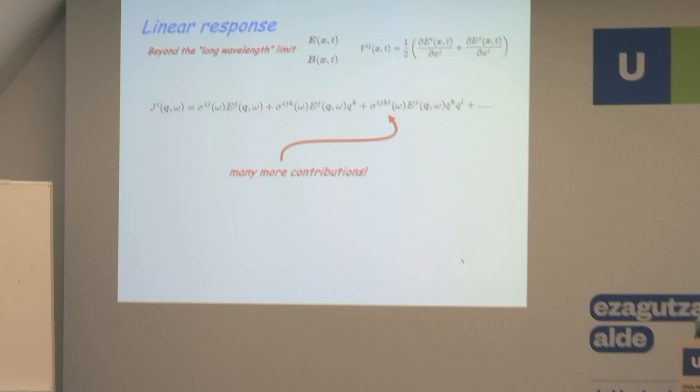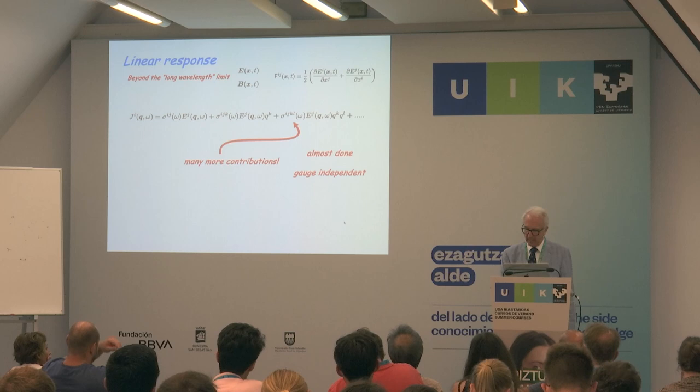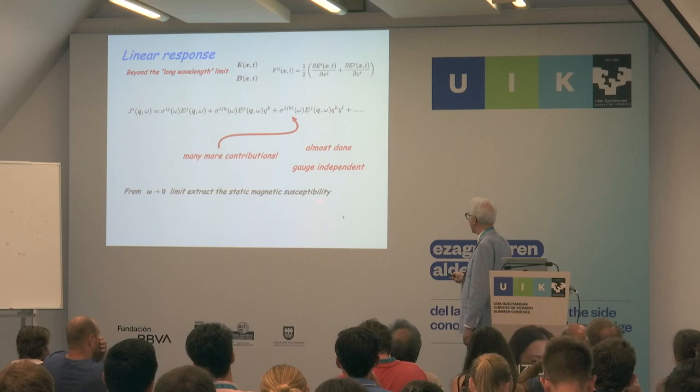And now we've moved on to this piece here, okay? Which is more complicated. There's many more contributions. We're almost done, but it does come out to be gauge independent. And interestingly, if you take the omega goes to zero limit of this term, you get the static magnetic susceptibility that lives in this piece.